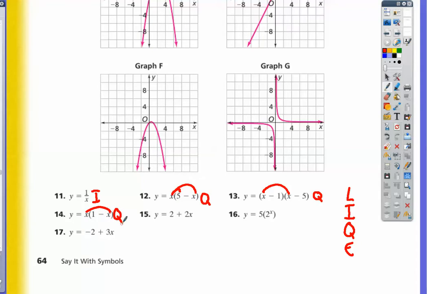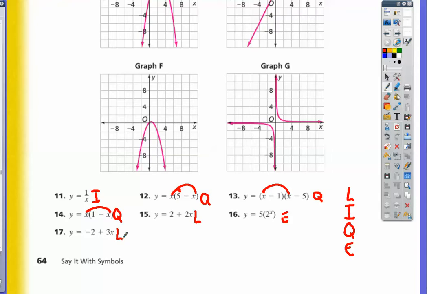In 15, I have an equation in y equals mx plus b form. So this is linear. When I have an x in the exponent, I know that it is exponential. And problem 17, it's linear because it's in y equals mx plus b form. So now it makes it a little easier to identify.